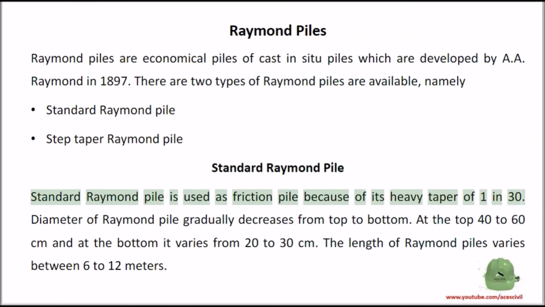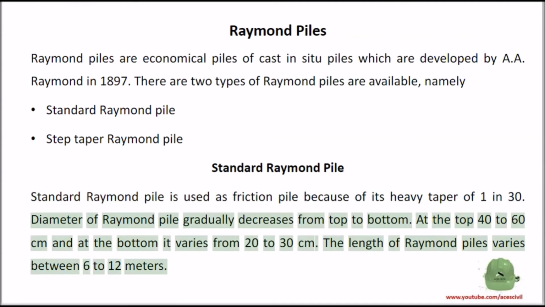Standard Raymond pile is used as a friction pile because of its heavy taper of 1 in 30. The diameter of the Raymond pile gradually decreases from top to bottom. At the top it is 40 to 60 centimeters and at the bottom it varies from 20 to 30 centimeters. The length of Raymond piles varies between 6 to 12 meters.